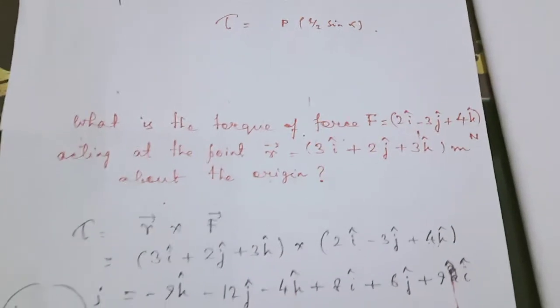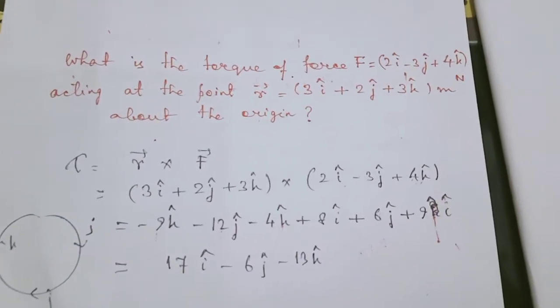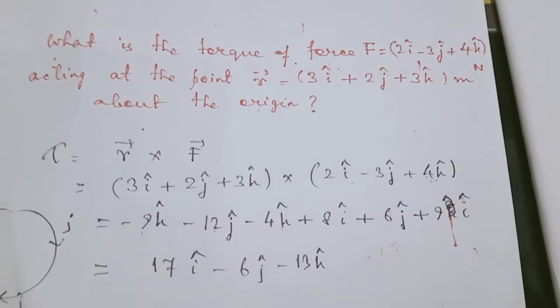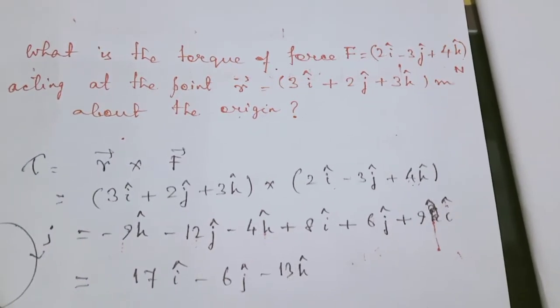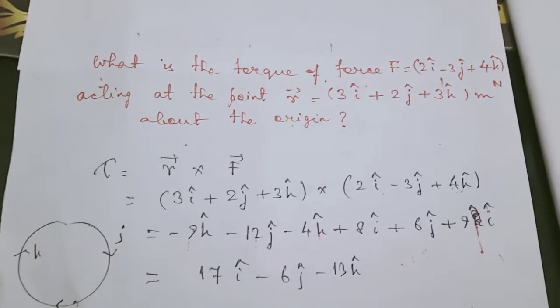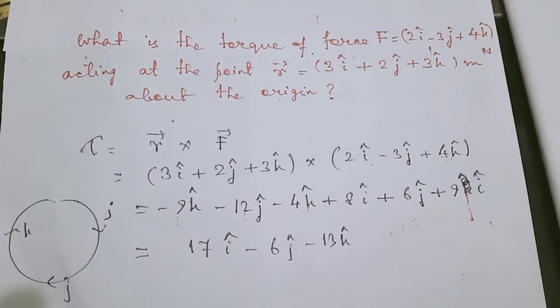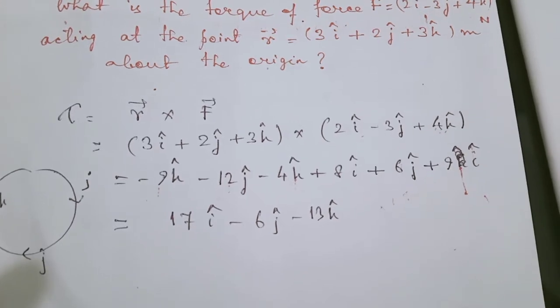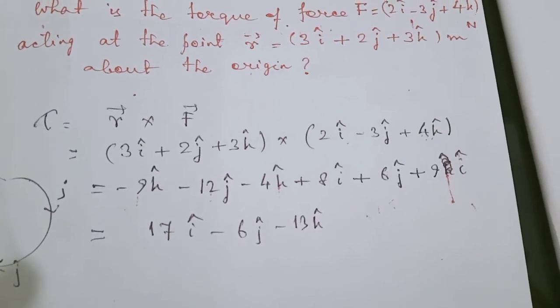Now see here, let us discuss a sum. What is the torque of force F, 2i minus 3j plus 4k, acting at a point r, 3i plus 2j plus 3k meter? The force is given in Newton and the position in meter, about the origin. Tau is equal to r cross F. So it is (3i plus 2j plus 3k) cross (2i minus 3j plus 4k).